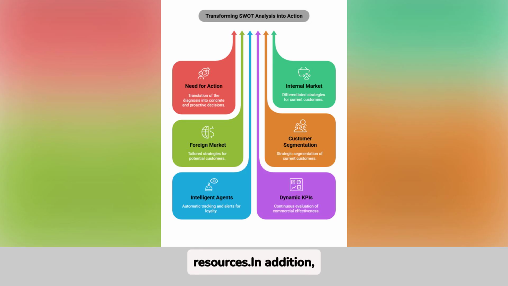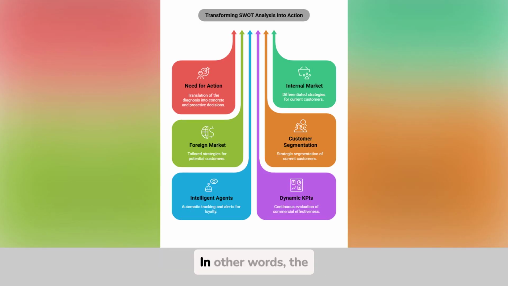In addition, intelligent agents can be triggered for key tasks such as automatic tracking of interactions and disengagement signals, personalized alerts for variations in consumption patterns, and loyalty opportunities based on historical behavior and industry trends. In other words, the system itself gives us the map to act with our current customers without improvising and with focus where it really matters.